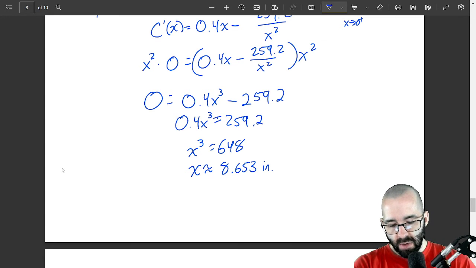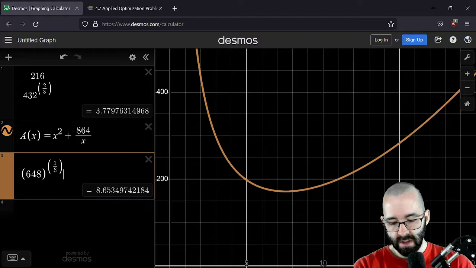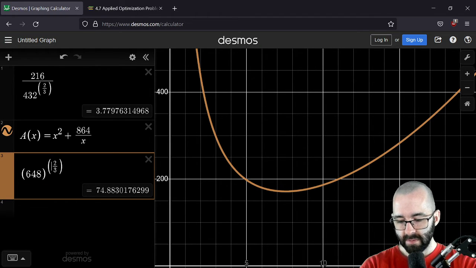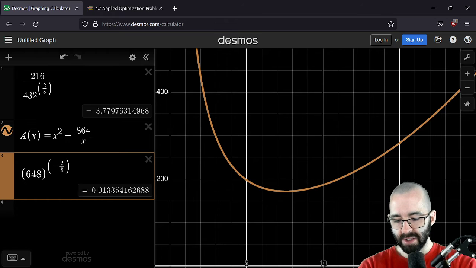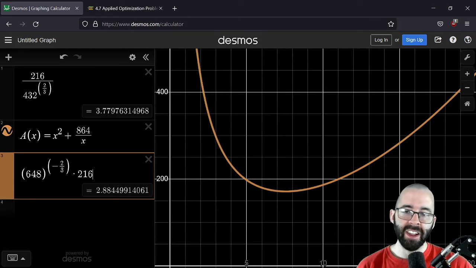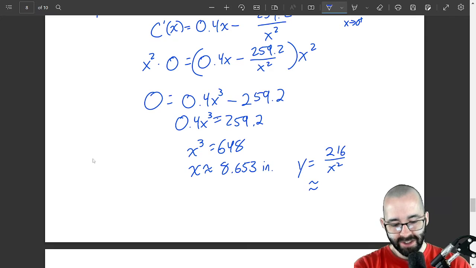Just like before, y is going to be 216 divided by x squared. So y is going to be 216 divided by this. Another way of doing a shortcut is writing it like this. Squaring it is just an exponent of 2/3 instead of 1/3, and dividing is multiplying by a negative exponent, 2.884 inches. Slightly different dimensions.